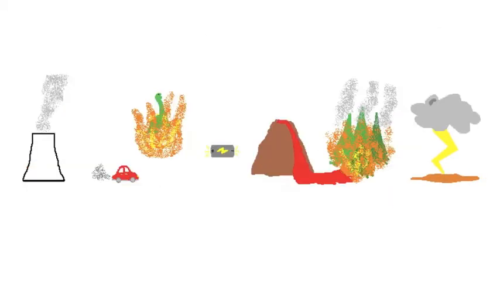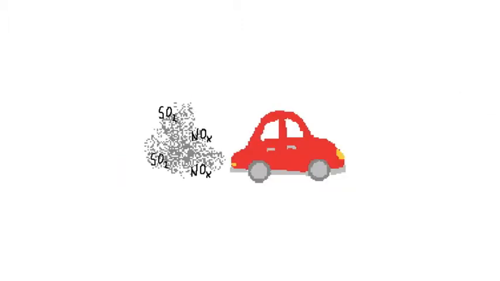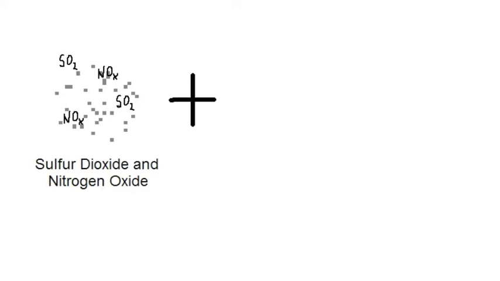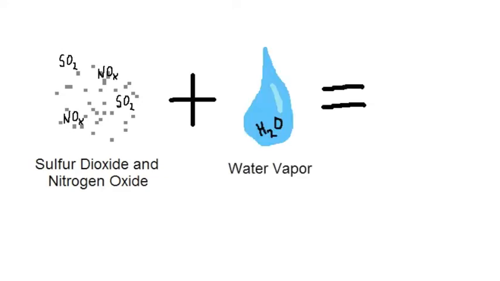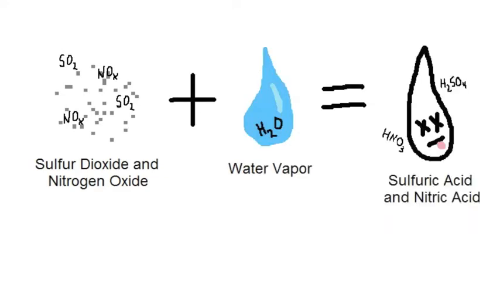So what now? We have all the stuff in the atmosphere. How does it exactly contribute to acid rain? The stuff that is emitted from factories and cars are gases called sulfur dioxide and nitrogen oxide. The sulfur dioxide and nitrogen oxide react with water vapor in the air to form sulfuric and nitric acid.